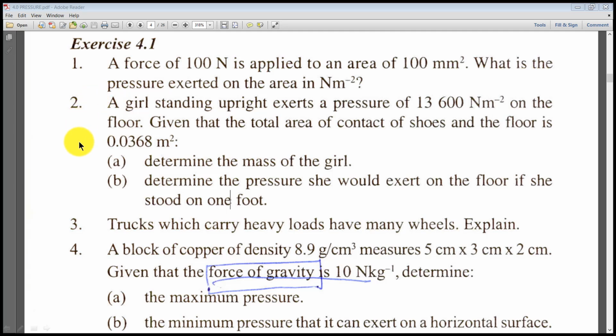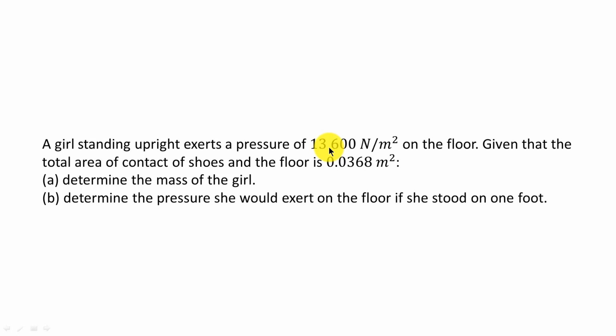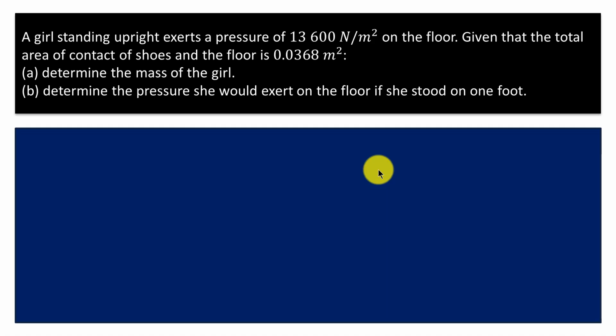And this is the question that we are going to look at. So let's go ahead and read it. We are told that a girl standing upright exerts a pressure of 13,600 newtons per meter squared on the floor. Given that the total area of contact of shoes and the floor is 0.0368 meters squared, determine the mass of the girl and the pressure she would exert on the floor if she stood on 1 foot. Now let's go straight to the calculations.